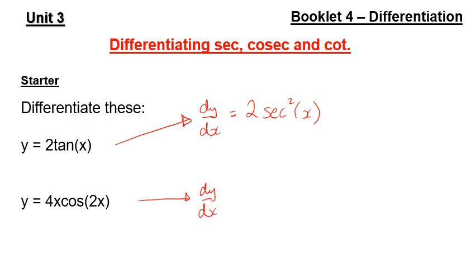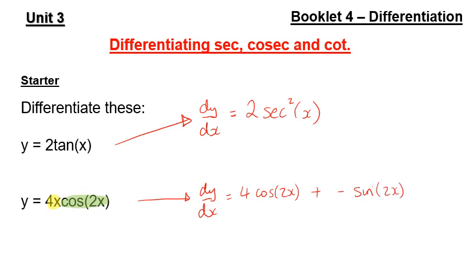The second one's much more complicated. The second one is a product. So I need to differentiate the 4x and times it with the cos 2x, and then I need to do that the other way around. So if I differentiate 4x, I get 4, times it with the green bit, the cos 2x, plus, then I need to differentiate the green part. And when you differentiate cos, you get minus sine. So if it's cos of 2x, that'll become minus sine 2x.